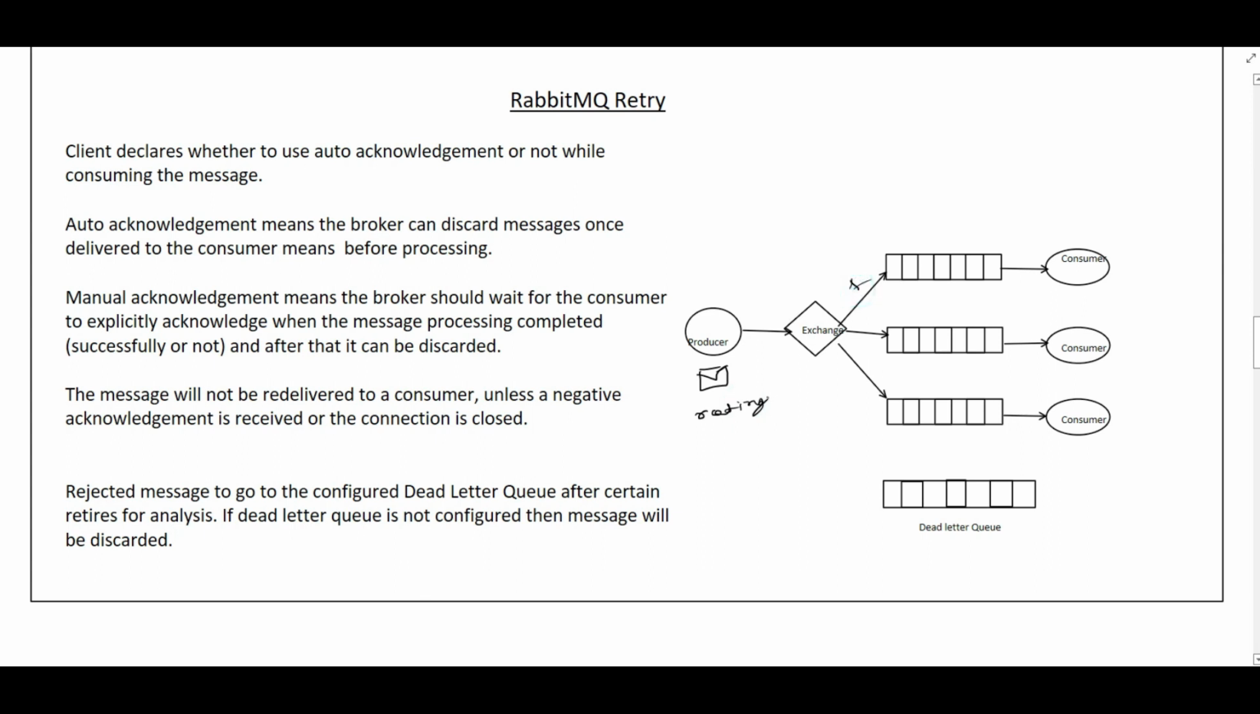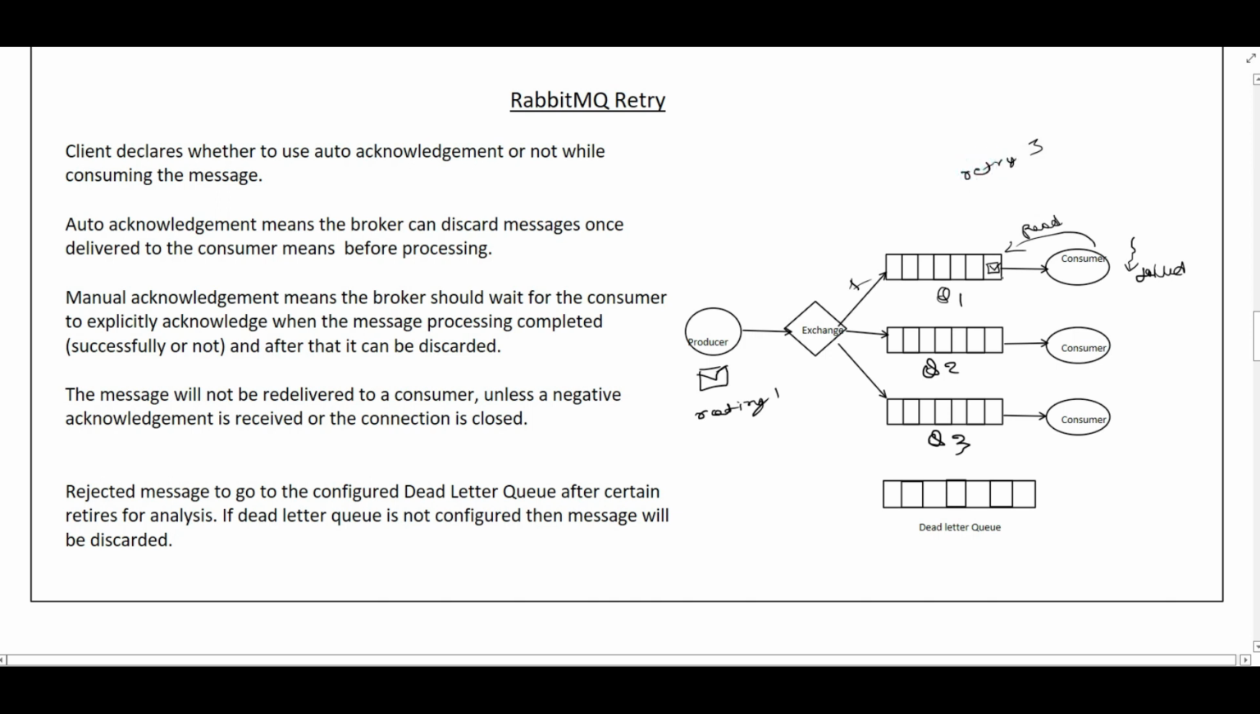Actually, what is happening here? Suppose one message comes with routing key 1, and binding key 1 is defined, so this message will be pushed to the first queue. There is Q1, Q2, Q3. So this will be pushed to Q1, and this message will be delivered to consumer one. When the consumer starts processing, it fails, right? It can reply that the read failed, and we can define the number of retries. Suppose the number of retries here is 3.